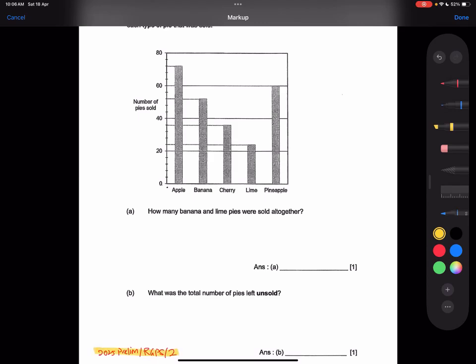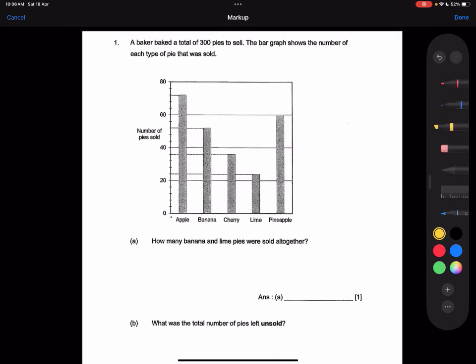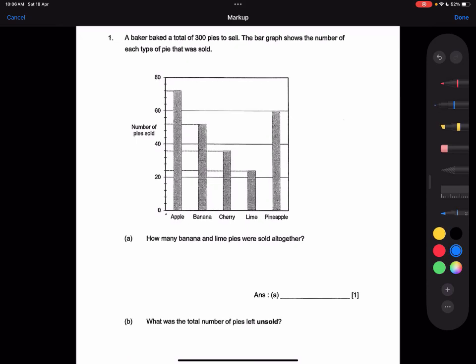2025 Prelim RGPS Paper 2. Question 1. A baker baked a total of 300 pies to sell. Total of 300 pies. The bar graph shows the number of each type of pie that was sold.